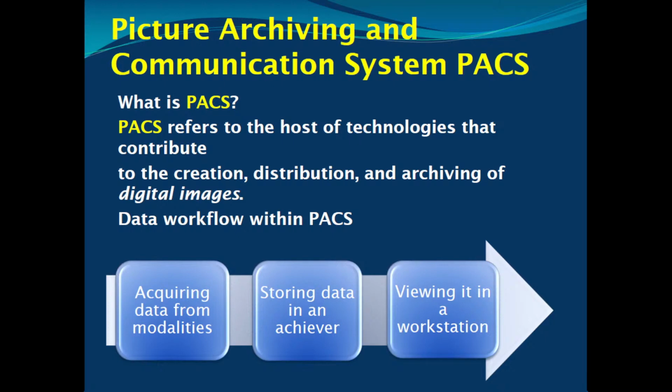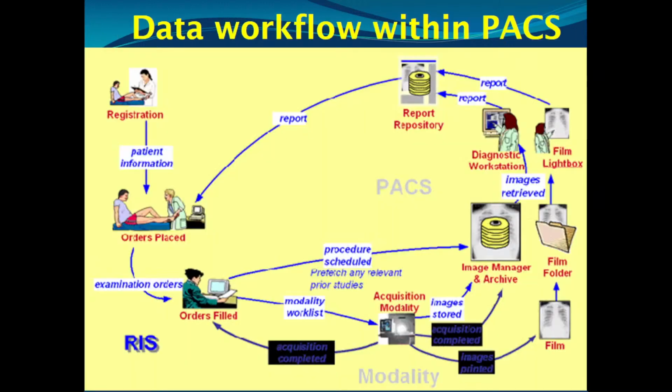The three steps of PACS are shown at this slide. The first component is acquiring data from modalities, then storing data in an archive, and then viewing it in a workstation. In a modern radiology department, most images are acquired in a digital format, meaning that the images are inherently digital and can be transferred via computer network.